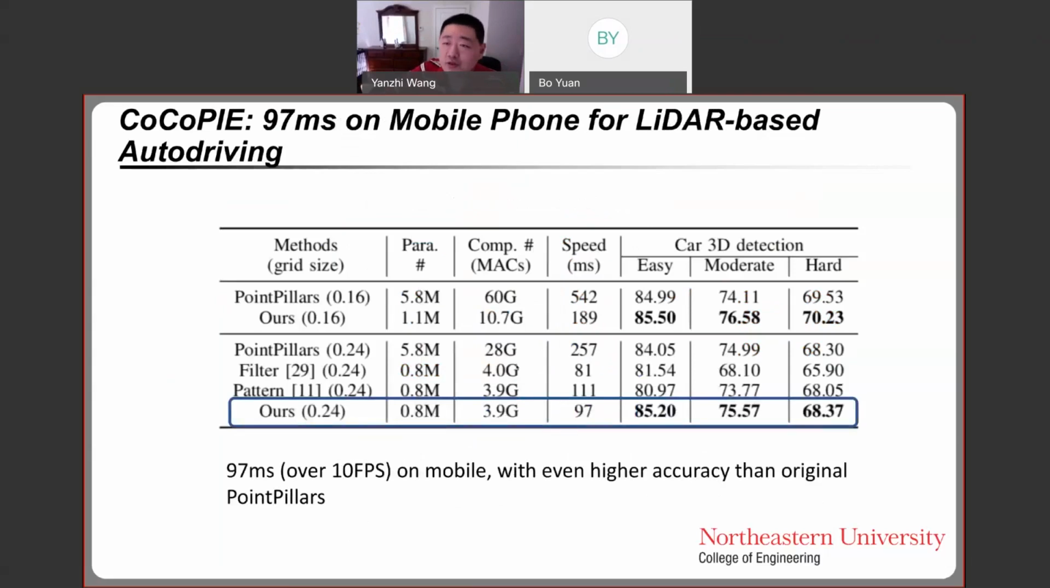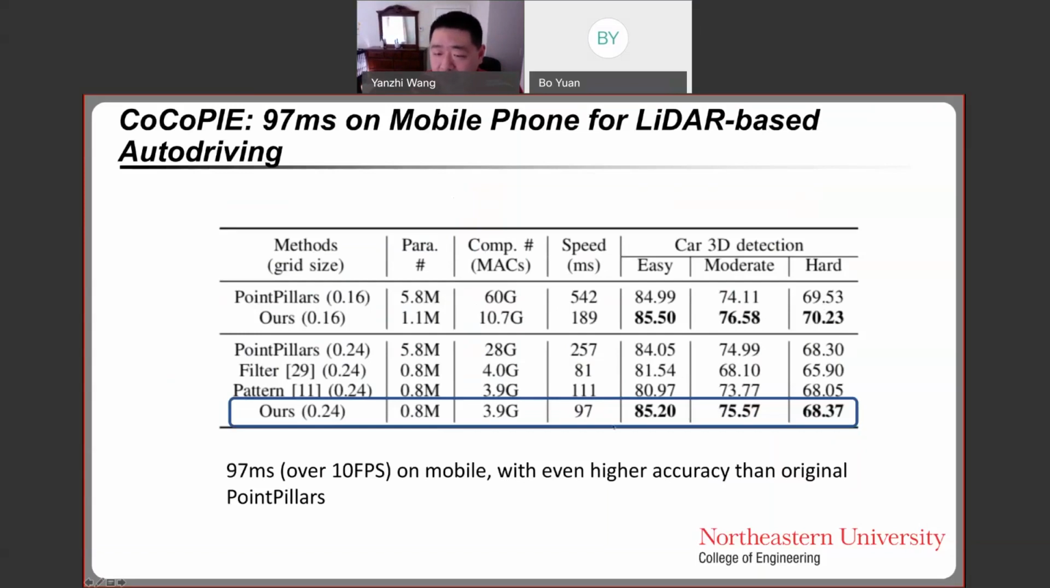If we look at LiDAR-based auto-driving systems, we see that the original neural network is even more redundant. The original PointPillars, if we implement it on a mobile phone with our compiler, we got over 500 milliseconds in inference. But actually, that is too much. They don't consider the performance too much. So even if we reduce the computation by 15 times, our average accuracy can even be higher than this work.